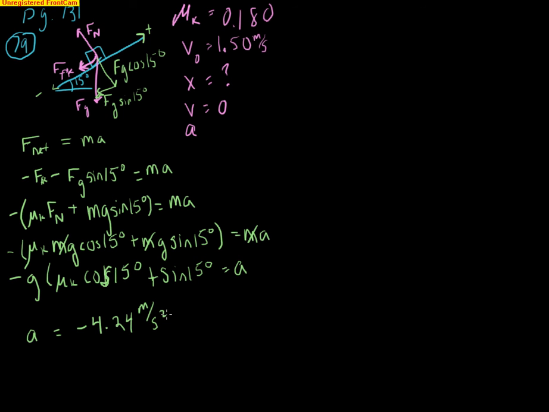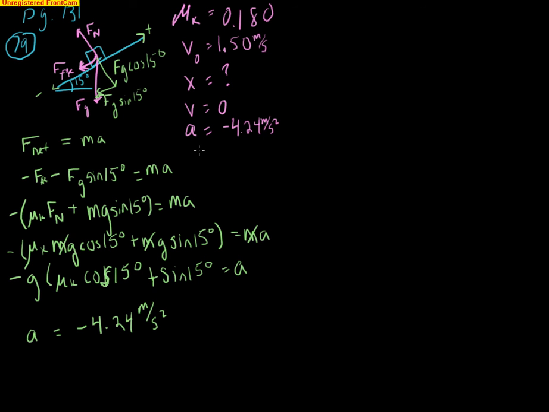So that's not our answer. What we were asked to find is how far up the slope does it go. So now we can go back up and look at our kinematic stuff. And now we know a is negative 4.24 meters per second squared. So does this value make sense? Well, this negative means that the acceleration points down the incline. That's the same as the direction of the net force, and that's opposite the direction that it's moving. So that means it's going to slow down as it moves forward. So that makes sense.